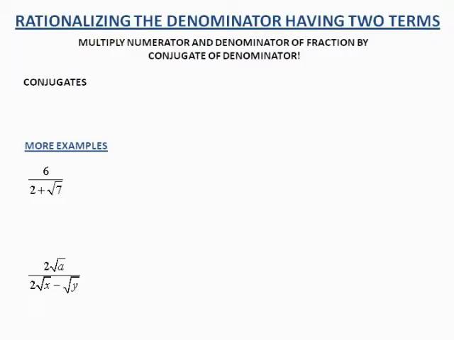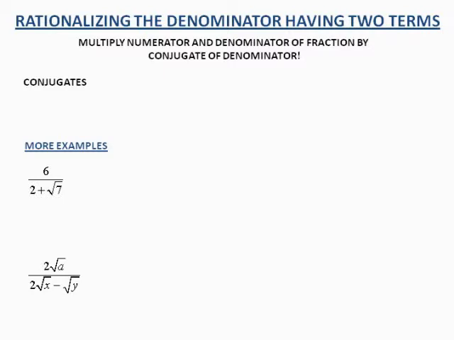Now, what if some scumbucket dirtbag lowlife gave you more than one item in the fraction in the bottom? What if they gave you a binomial denominator? So this is called rationalizing the denominator, having two terms. And what we're going to do is multiply numerator and denominator of the fraction by the conjugate of the denominator.